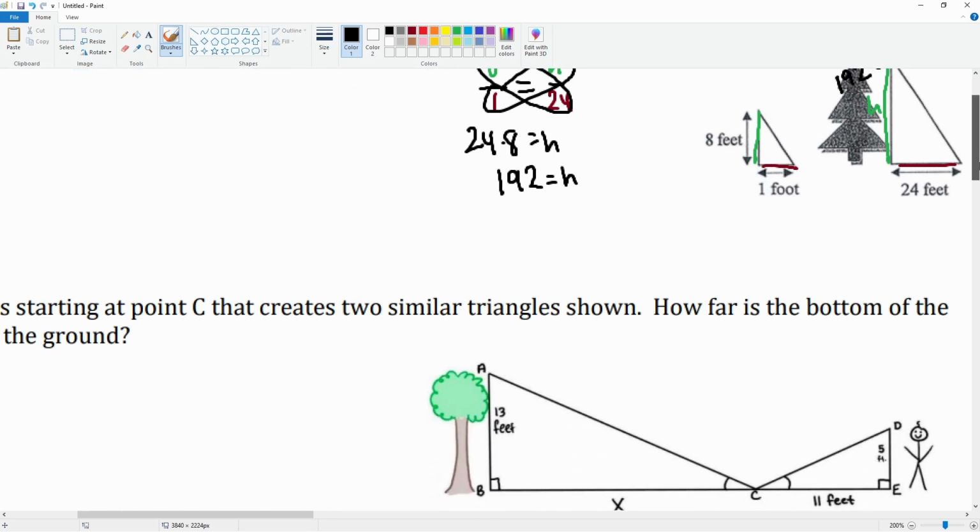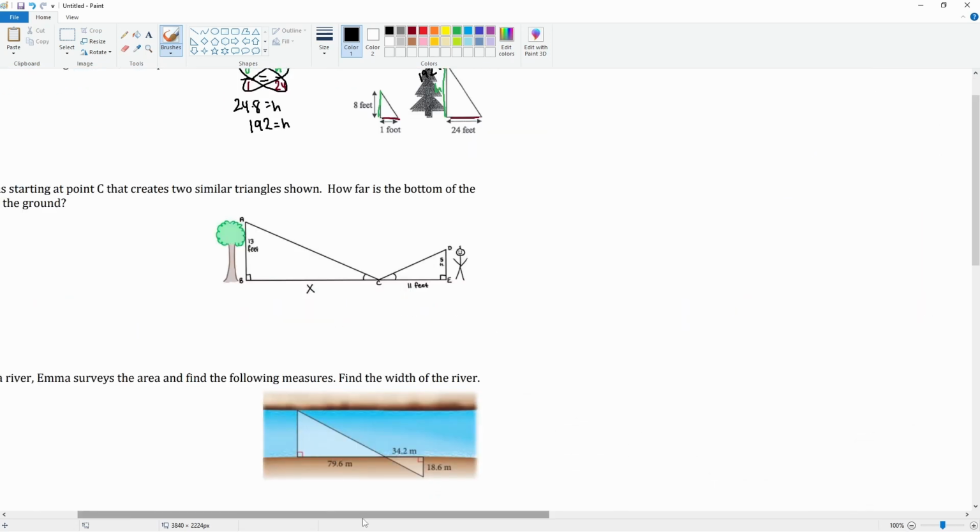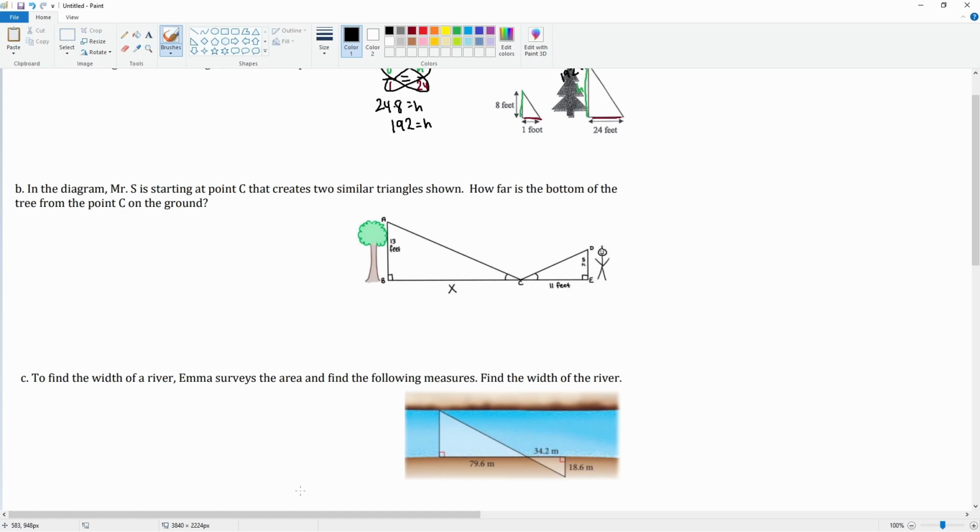Okay. All right, then let's look at the second question here. In the diagram, Mr. S is staring at point C. That creates 2 similar triangles here. It's from the height of the tree. How far is the bottom of the tree to the point C? So that is the bottom of the tree, and it goes to point C.